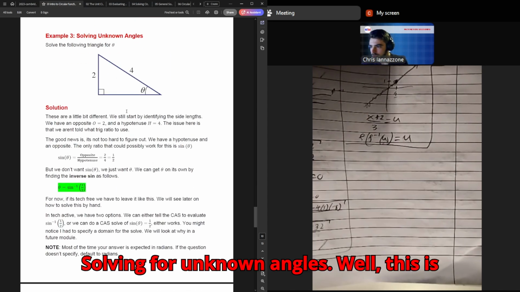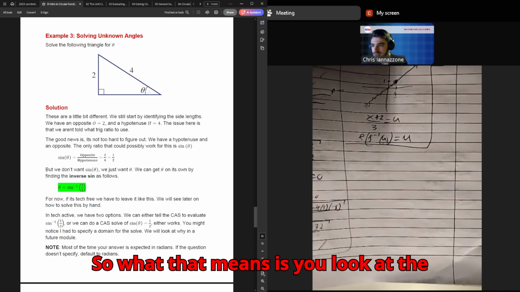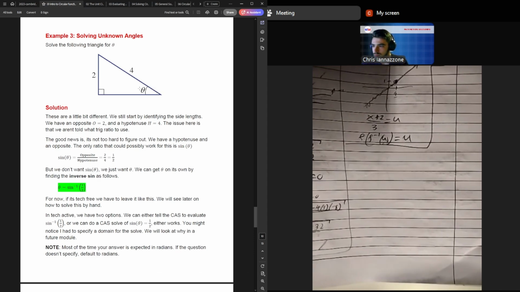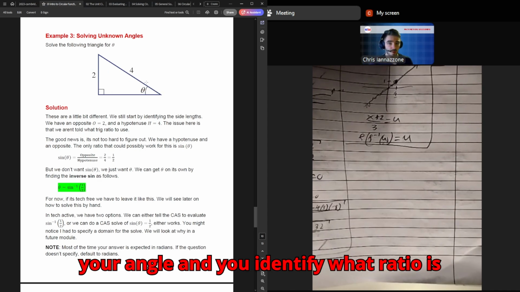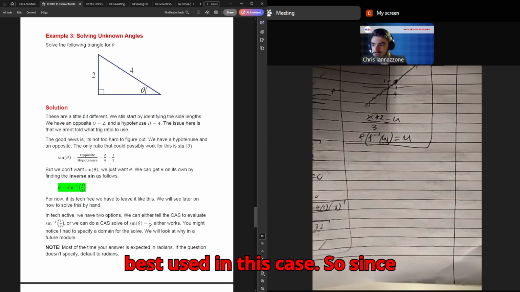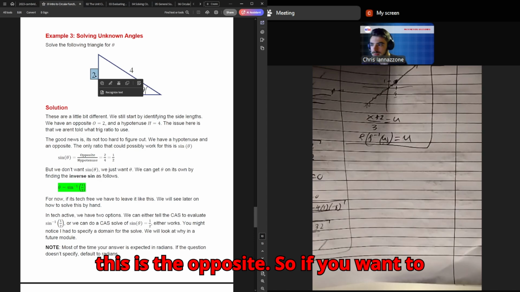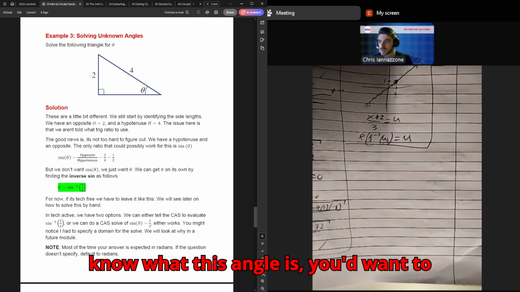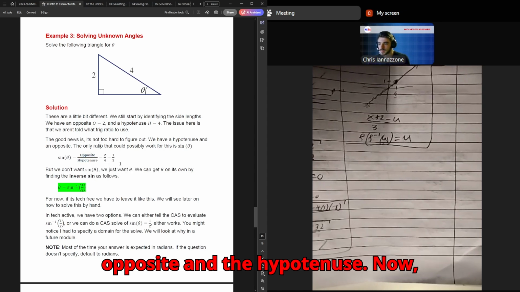Solving for unknown angles, well, this is where you're doing the inverse trig. So what that means is you look at the length that you have with respect to your angle, and you identify what ratio is best used in this case. So since theta is here, this is the hypotenuse, this is the opposite. So if you want to know what this angle is, you'd want to use sine theta because you have both the opposite and the hypotenuse.